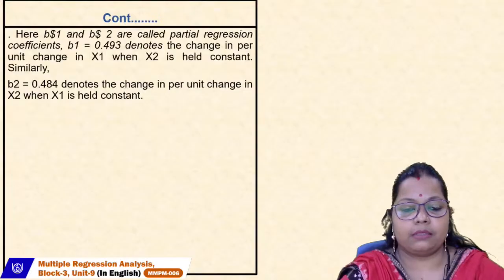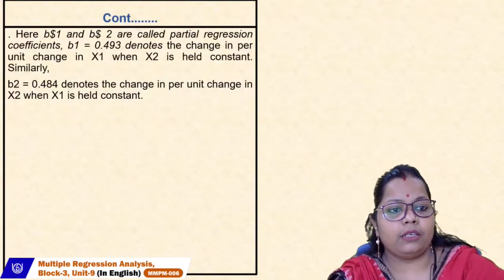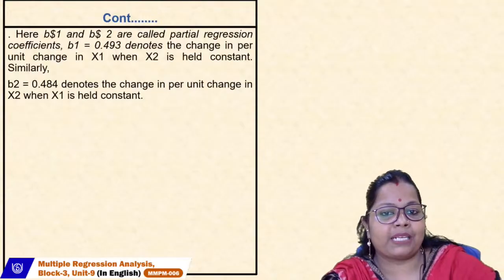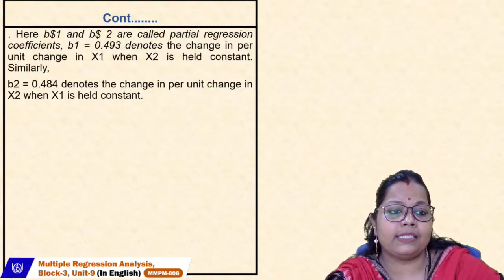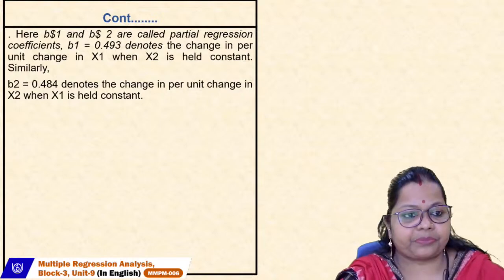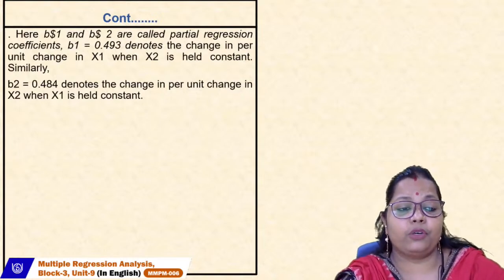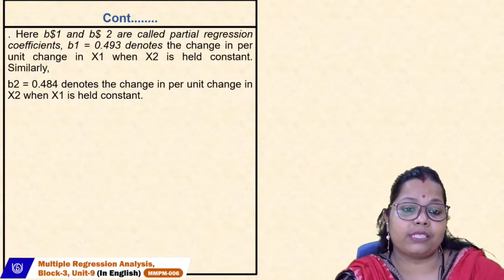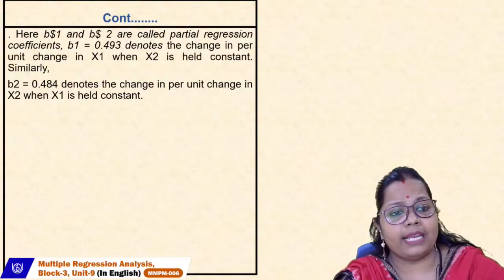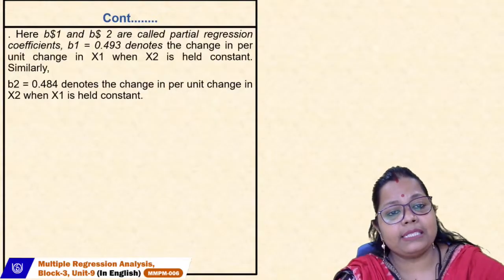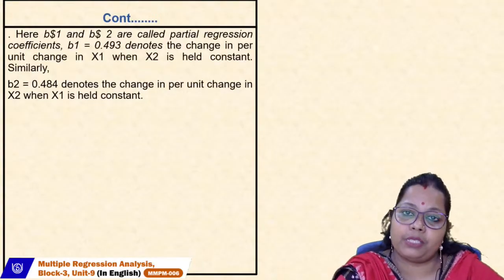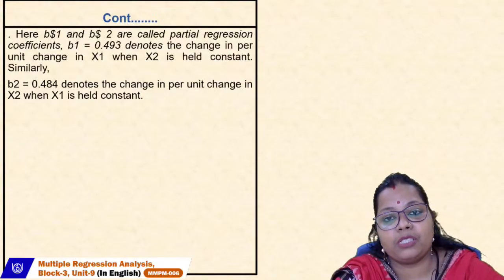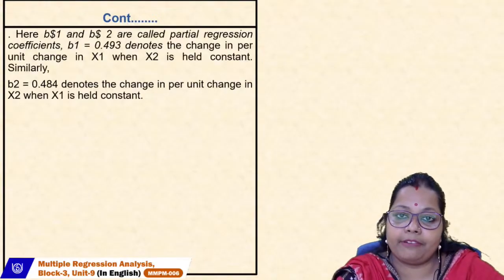So from the equation we can say here b1 and b2 are called the two partial regression coefficients. b1 equal to 0.493 denotes the change per unit change in x1 when x2 is constant. Similarly, b2 equal to 0.484 denotes the change per unit change in x2 when x1 is constant. But these are the situations in the partial regression model when we assume that other independent variables are constant and only one variable's impact on the dependent variable is calculated.